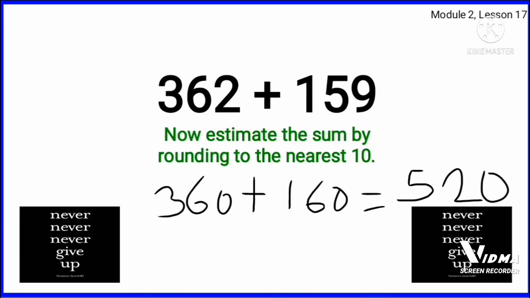See if you can round off this one to the nearest 10. 362 plus 159. 362. If you're rounding to the nearest 10, on the vertical number line, you have 360 and 370. Those are endpoints. Midway is 365. 362 is closer to 360. So we'll round it off to 360, the nearest 10.